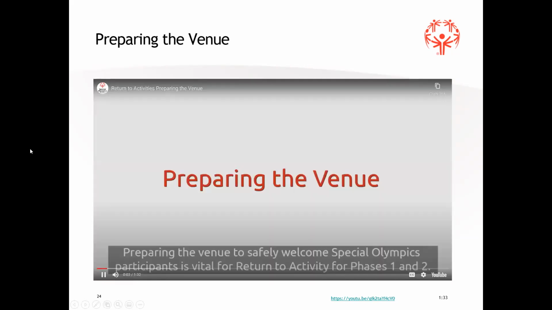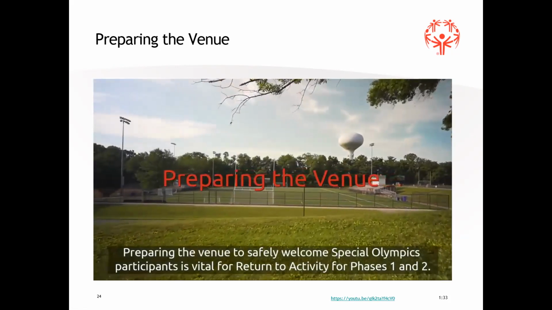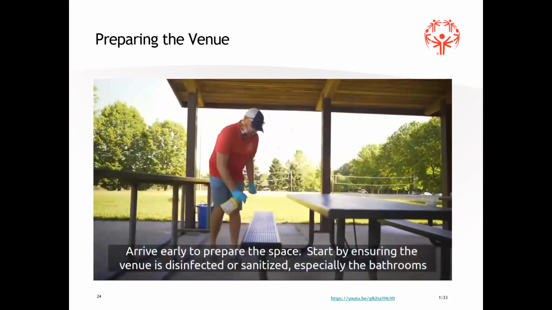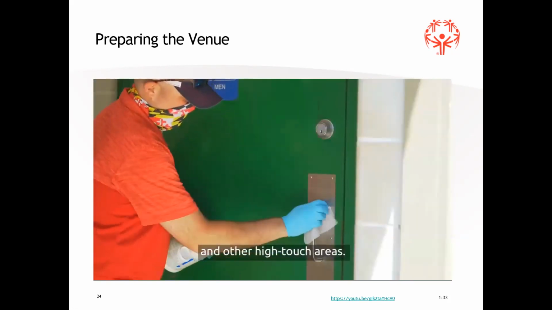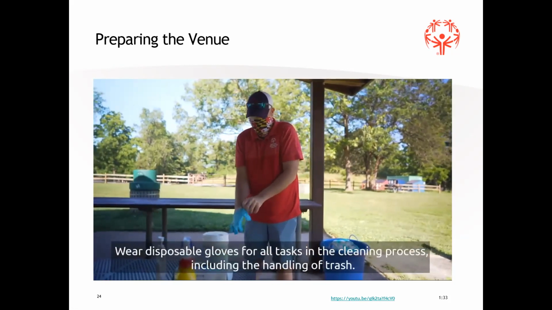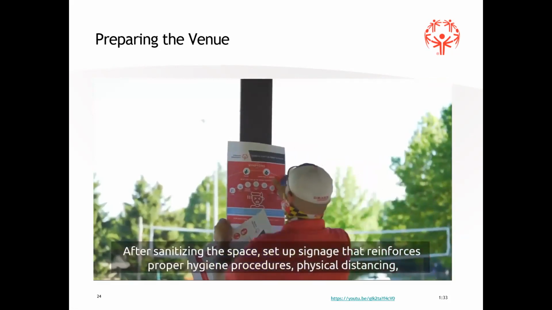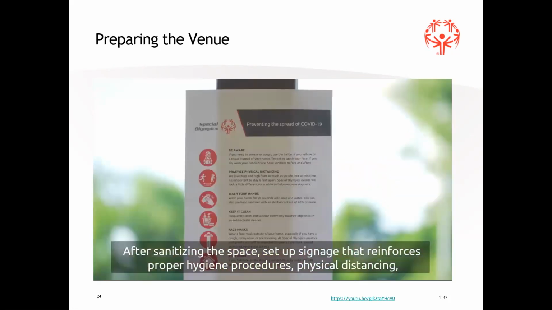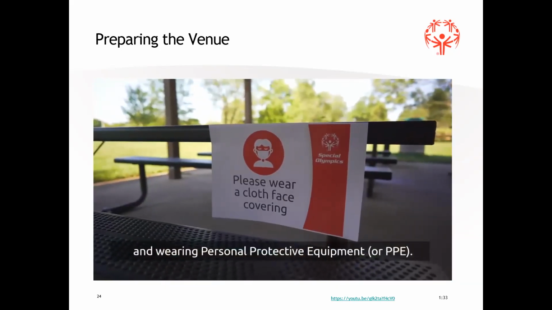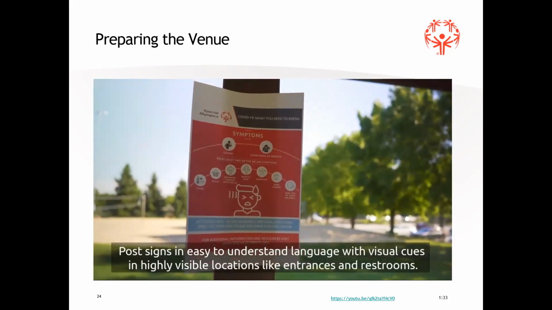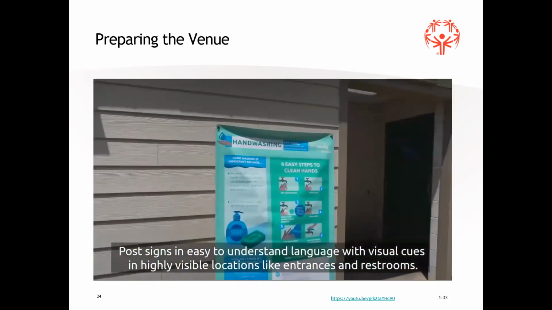Preparing the venue to safely welcome Special Olympics participants is vital for return to activity for phases 1 and 2. Arrive early to prepare the space. Start by ensuring the venue is disinfected or sanitized, especially the bathrooms and other high-touch areas. Wear disposable gloves for all tasks in the cleaning process, including the handling of trash. After sanitizing the space, set up signage that reinforces proper hygiene procedures, physical distancing, and wearing personal protective equipment, or PPE. Post signs in easy-to-understand language with visual cues in highly visible locations, like entrances and restrooms.